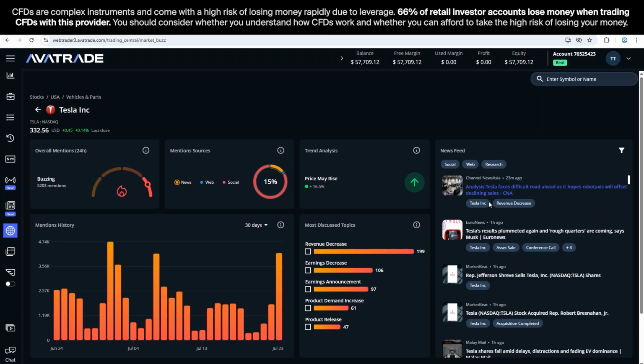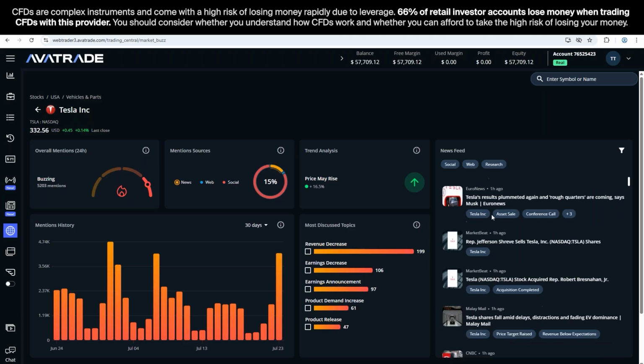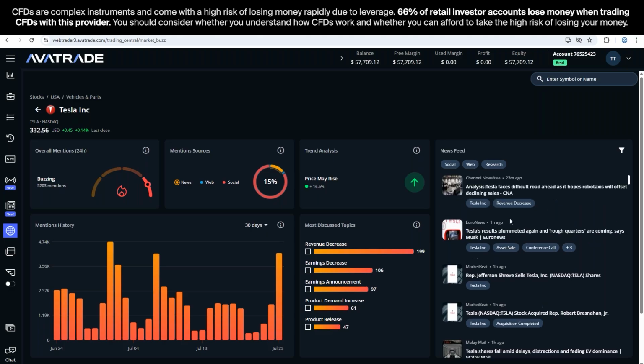But as I read the articles, yes, their revenue and earnings per share were better than expected yesterday, but I also see other articles. Tesla's results plummeted again, and rough quarters are coming, says Musk. Okay, so the expectations were low. That's why they exceeded the expectations. So sometimes you have to read into the numbers a little bit. And this is Musk, the owner of Tesla, saying this. Tesla's results plummeted again, and rough quarters are coming. Boy, that doesn't sound like good news.